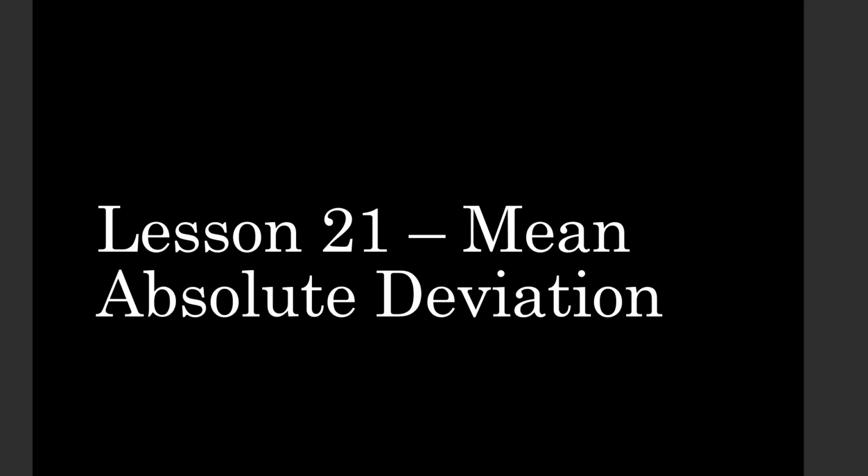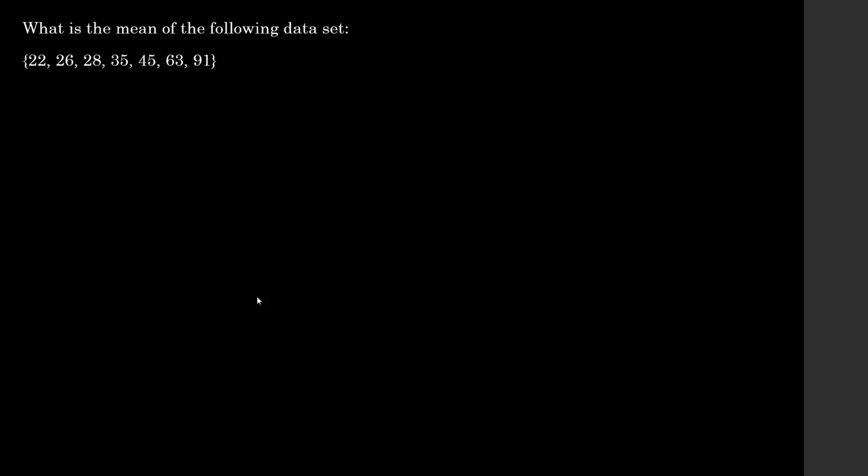Lesson 21, Mean Absolute Deviations. Alright, so the first thing that we want to do is figure out, well, what is the mean of this data set? And when you're asked to find the mean, that is another way of saying average. So remember that anytime you see the word mean, you're asked to find the average.